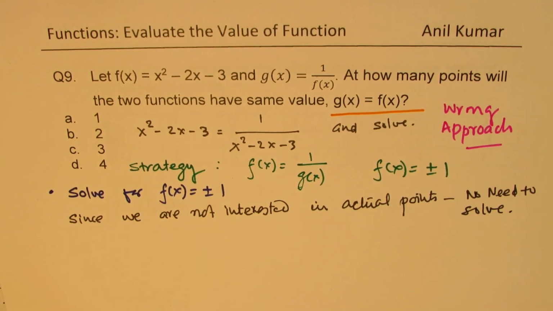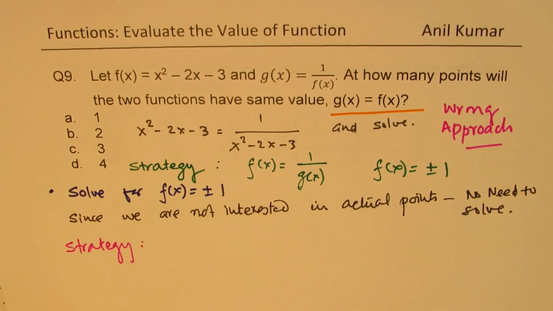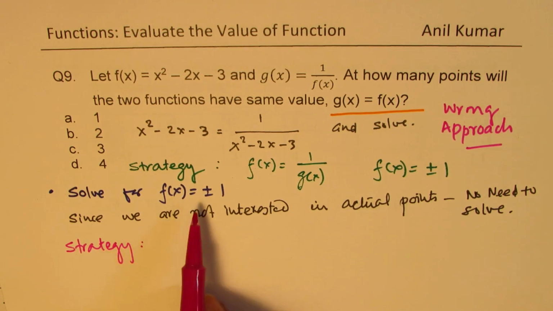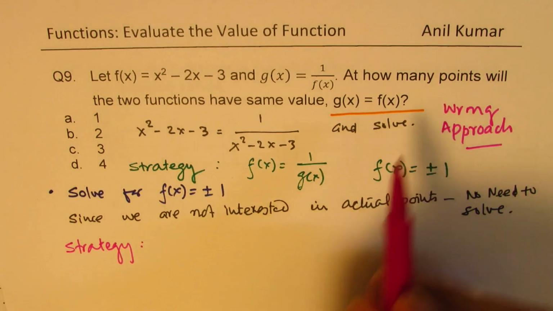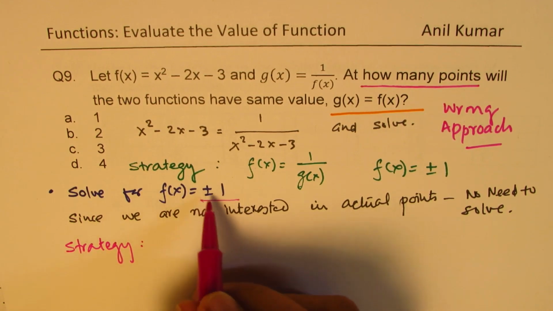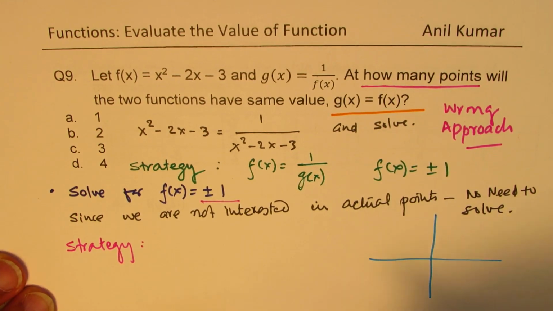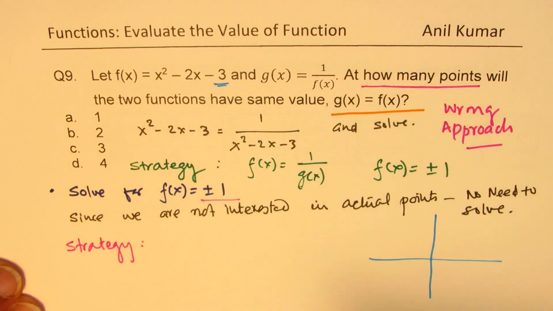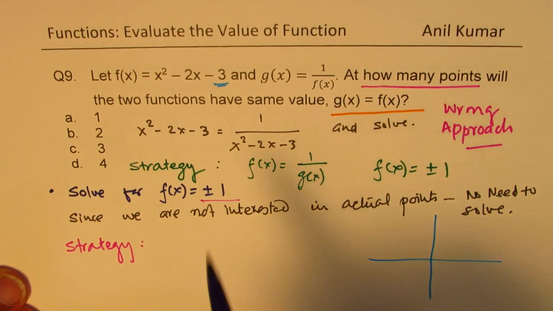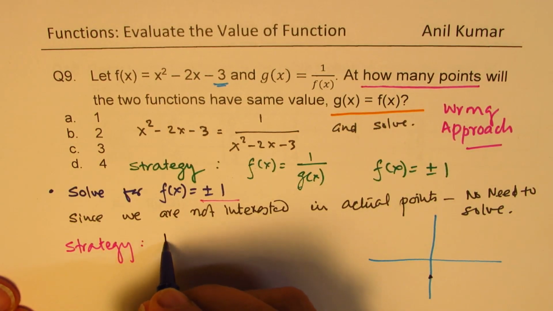Perfect. So finally, the strategy is what? So what should be a good strategy? You could actually figure out how many points. The question keyword is how many points. So how many points will f of x be plus minus 1? That is what we need to figure out, right? So think like this. This is at 0, minus 3, right? So a point definitely at 0, it is minus 3. And it opens up. So we have a parabola.